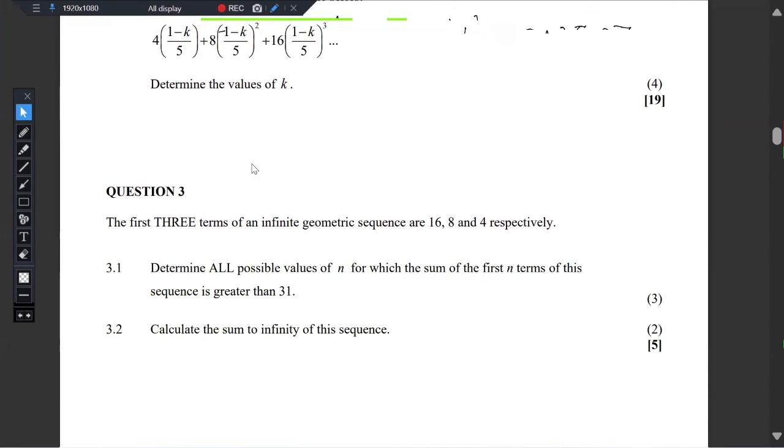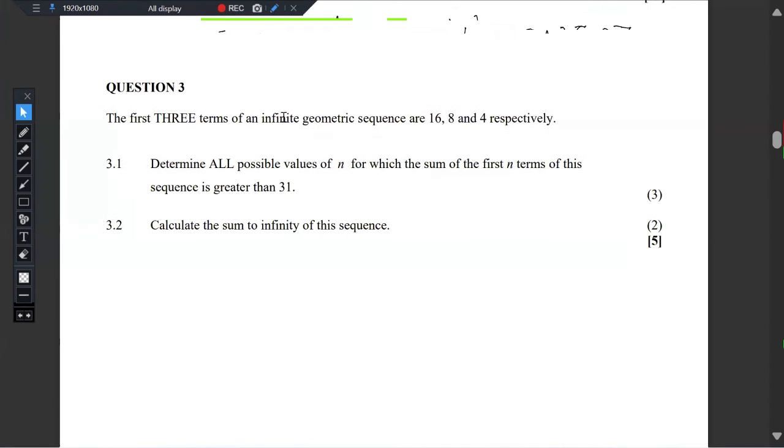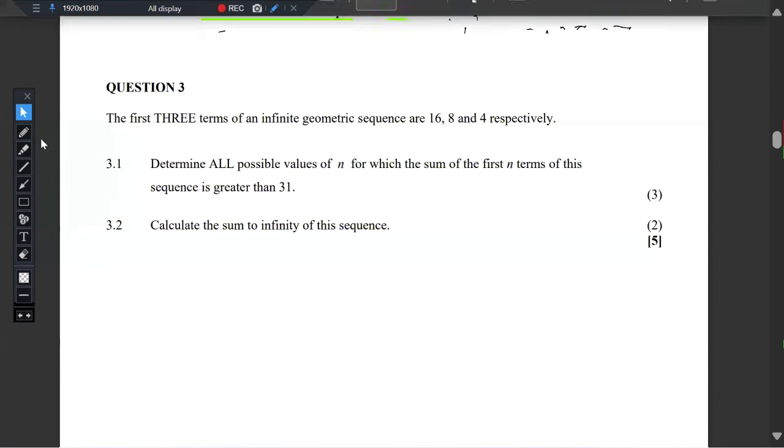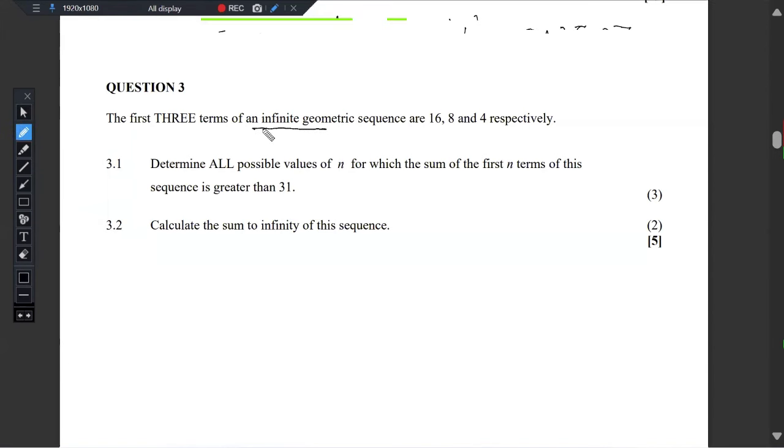Then we have question 3. It says the first 3 terms of an infinite geometric sequence, right? So note we are given infinite. Whenever they're talking about infinite, we might consider looking at the formula for sum to infinity. Then the sequence is 16, 8, and 4 respectively, in that order. Then determine all possible values of n for which the sum of the first n terms of this sequence is greater than 31. So that means we are looking at a condition where Sn is greater than 31, so we can simply do that.